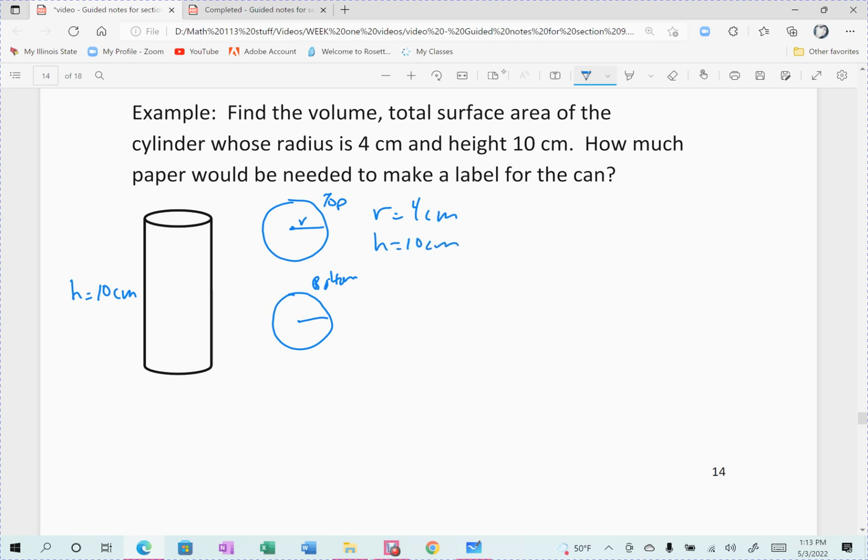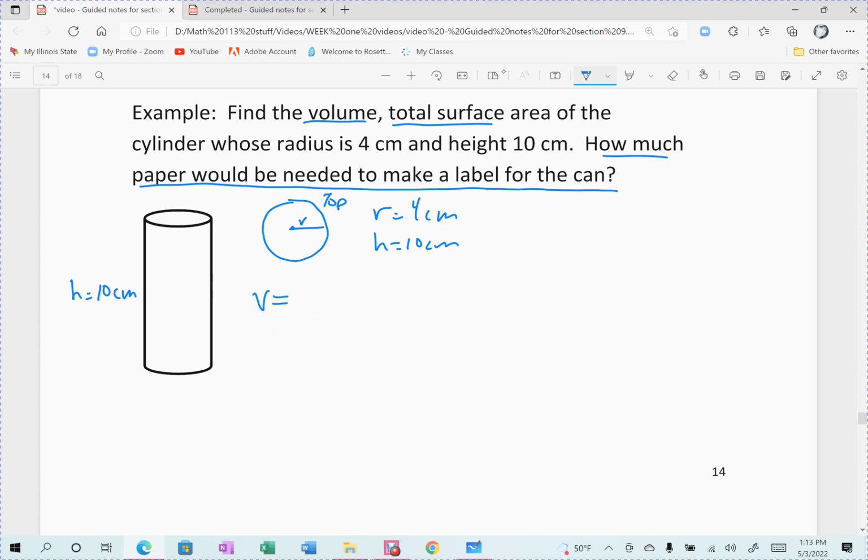How much paper, so okay, I didn't finish reading the problem. All right, so I now have the radius and the height. We want to find volume, total surface area, and then how much paper will we need to make a label for the can. So I'll do the last question, I'll save it for last. So the first two things I'm going to do is find the volume and the surface area. So that's just using your formula.